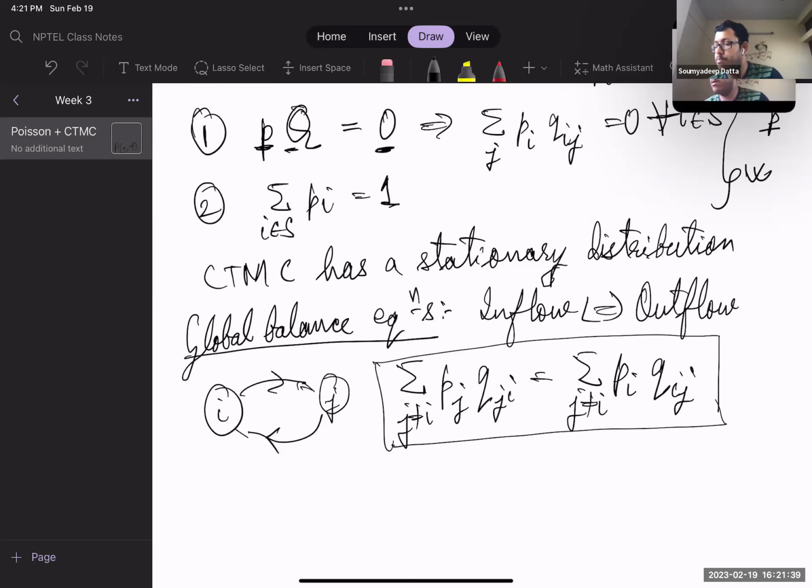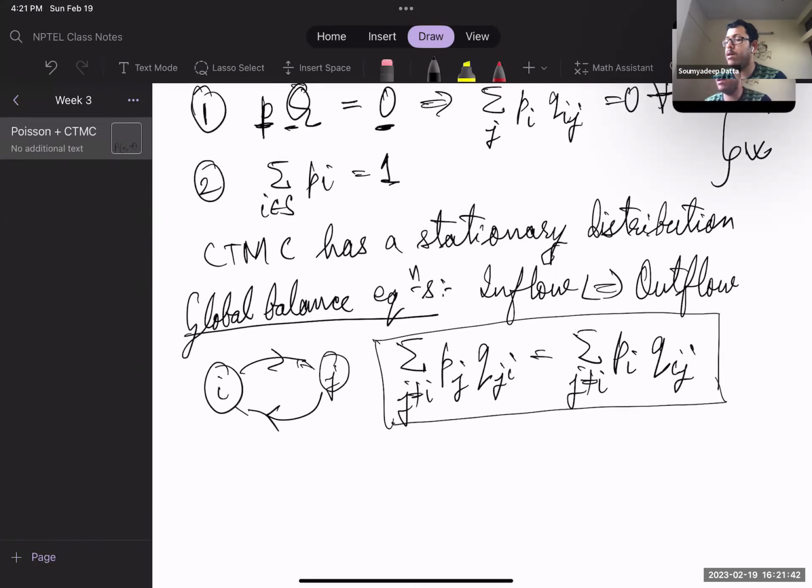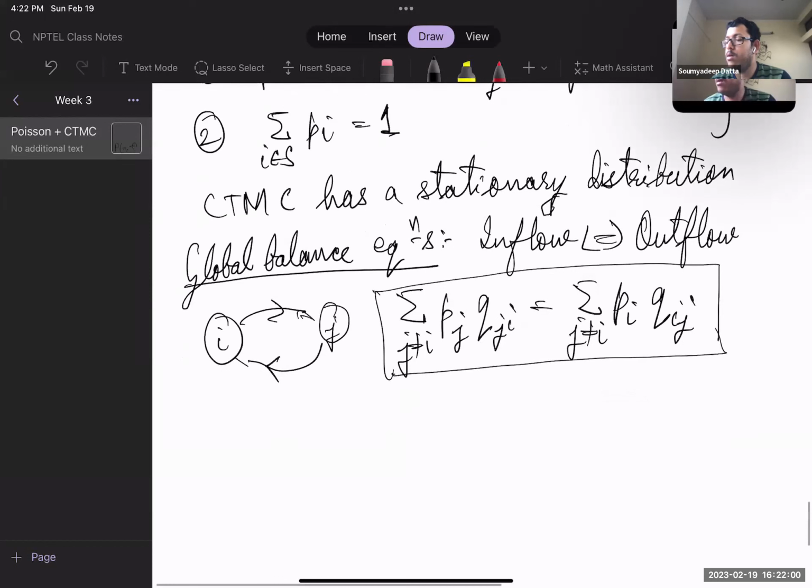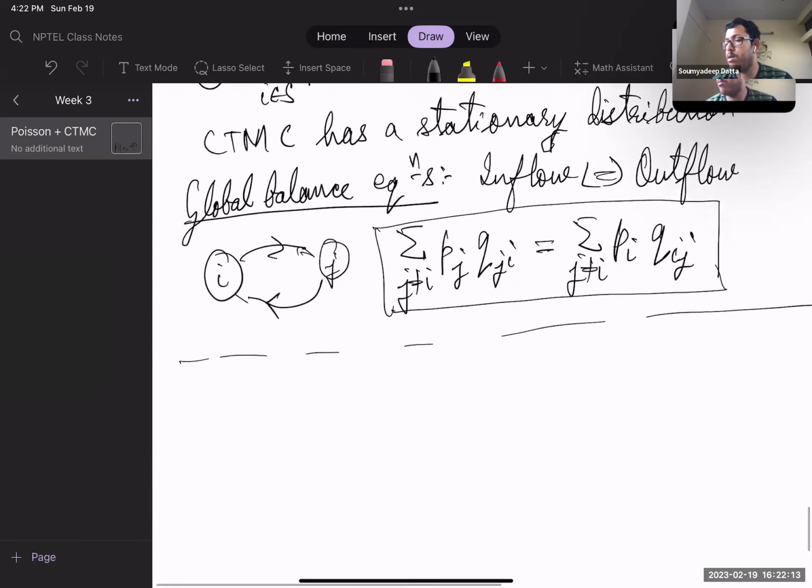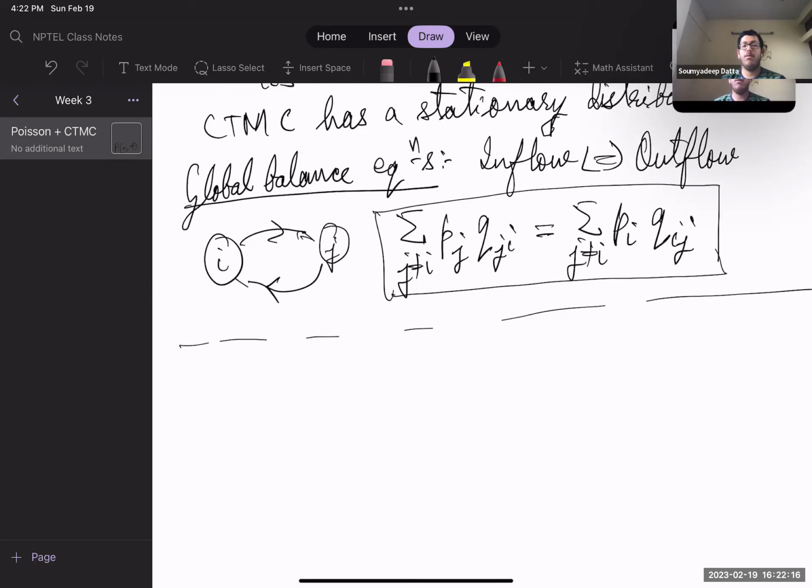The probability that you are in some other state j and coming into the state I, if you take the sum of that probability, it has to be the same as the probability of outflow, where from state I you are going to some other state. There shouldn't be any transience in anything. It should all be taken care of by this global balance equation. This has to be true, right? So with this, we come to the most important idea, which we will need for queuing theory, and that is the birth-death process.